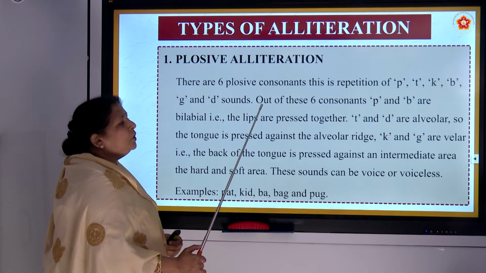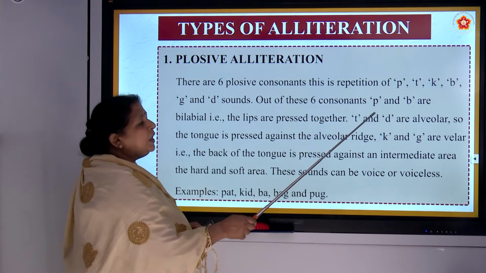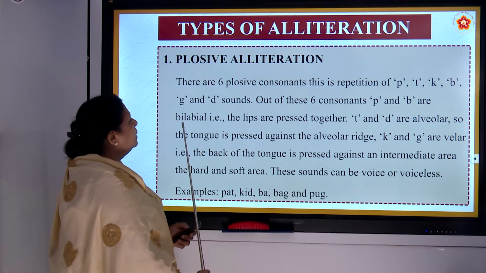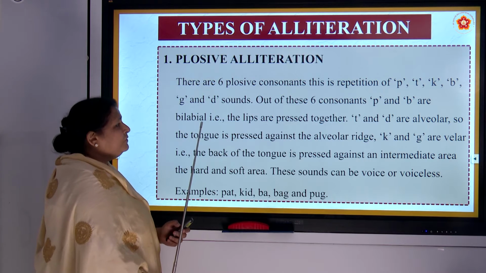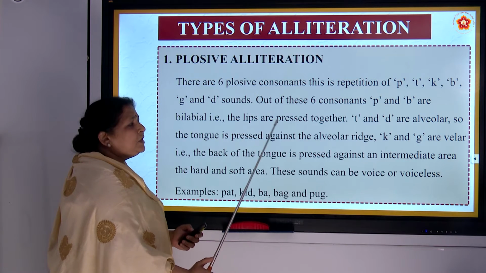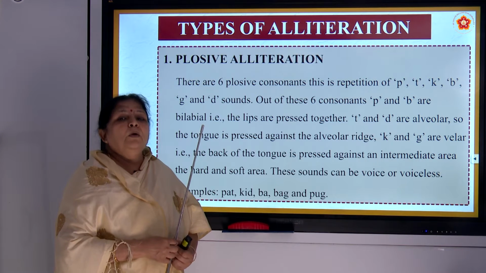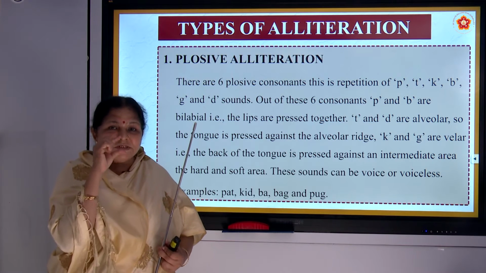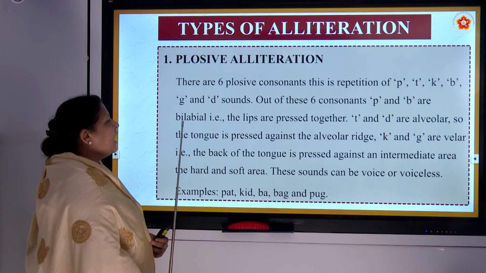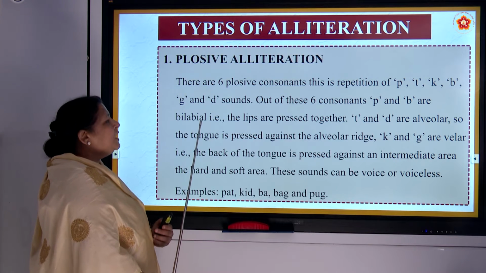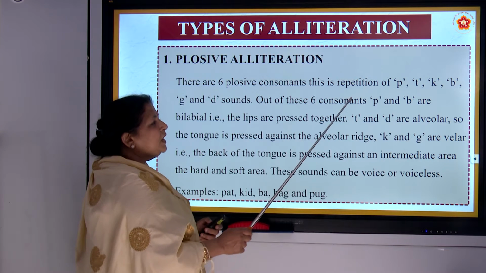Out of the 6 plosive consonants, P and B are bilabial. Now what do you mean by bilabial? The lips are pressed together. So now look at me. When we say P, B, our lips touch each other. So it is bilabial, B-I-L-A-B-I-A-L, bilabial.